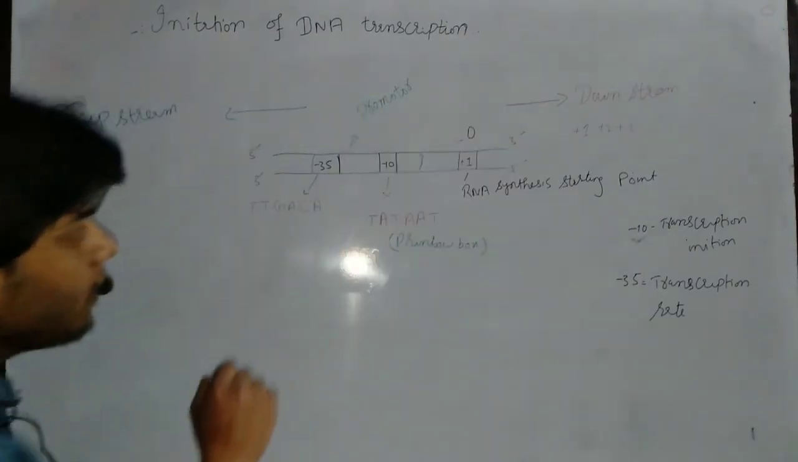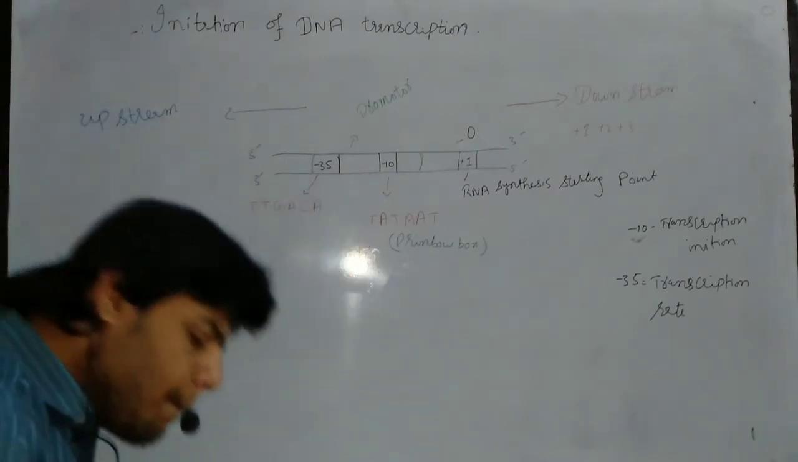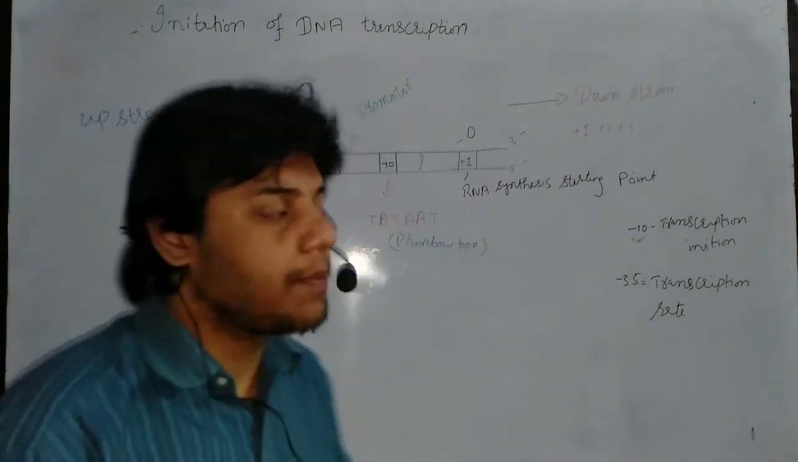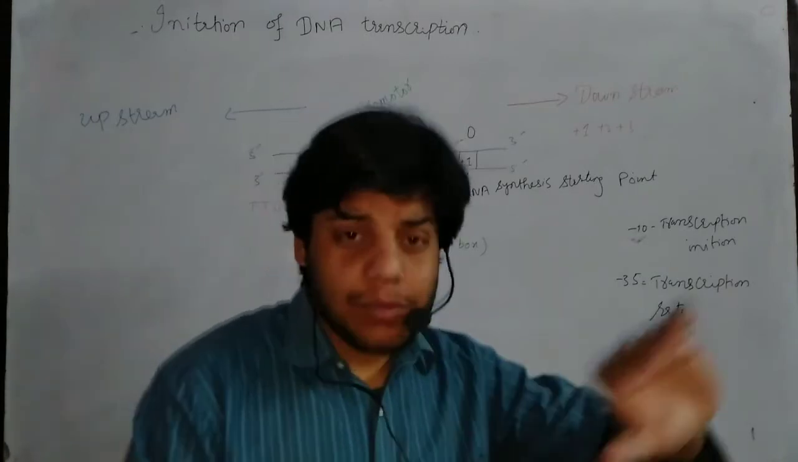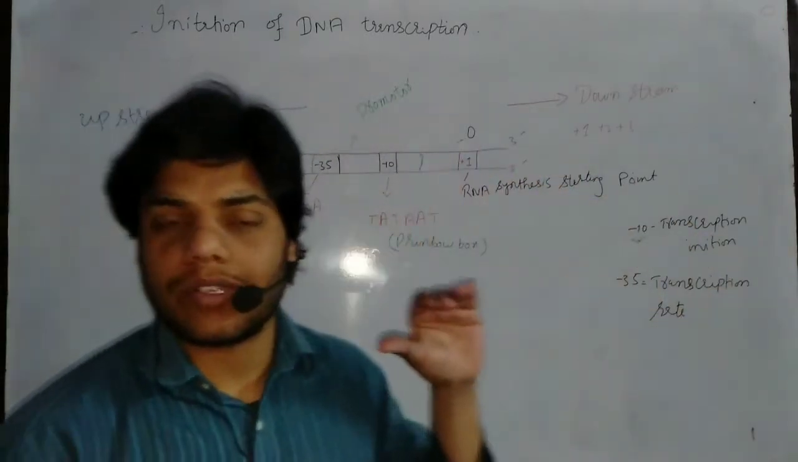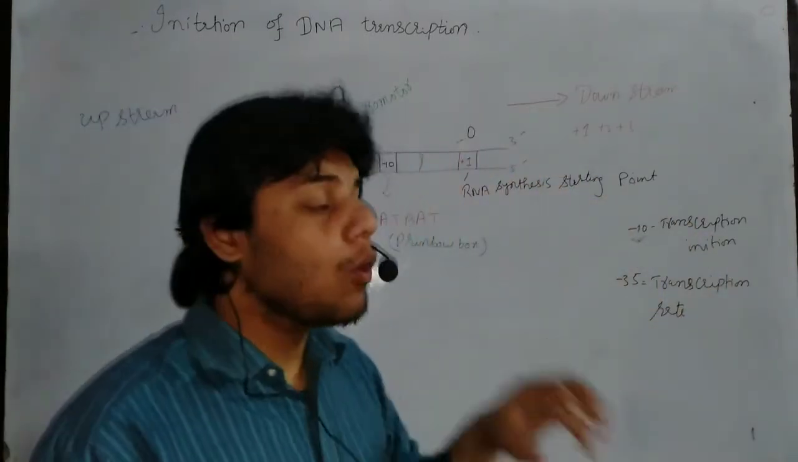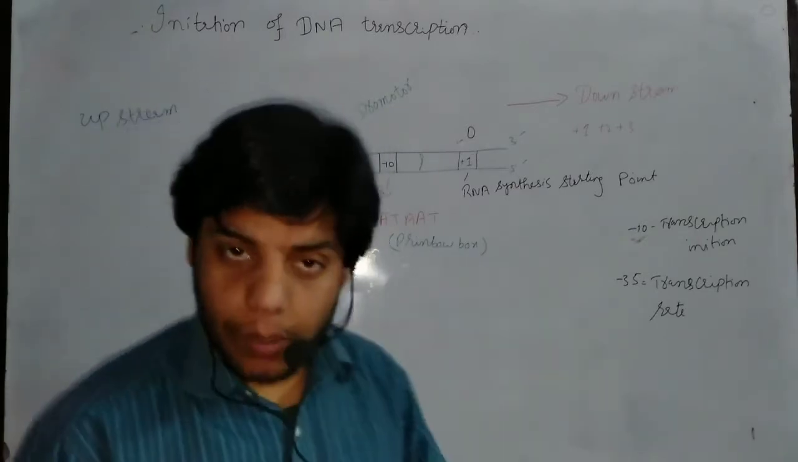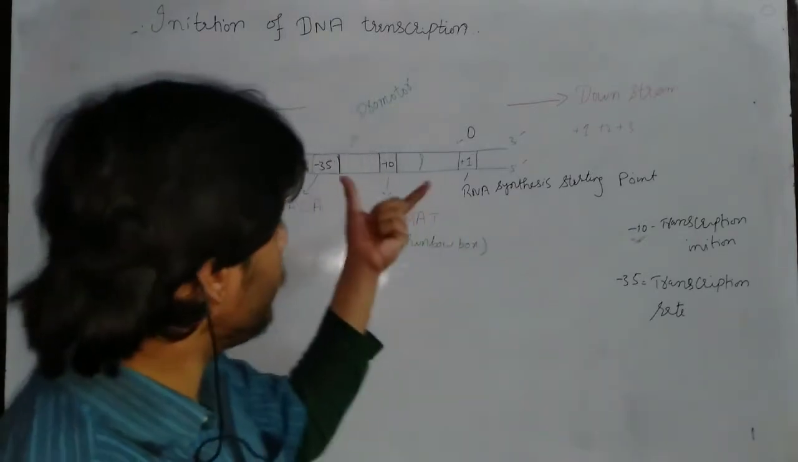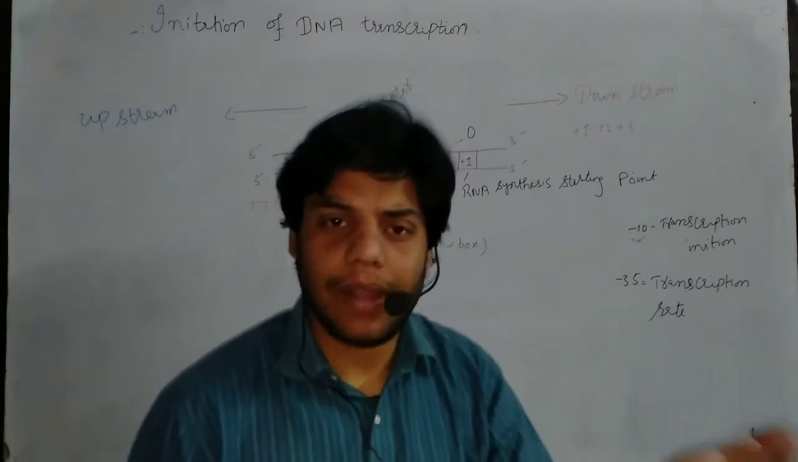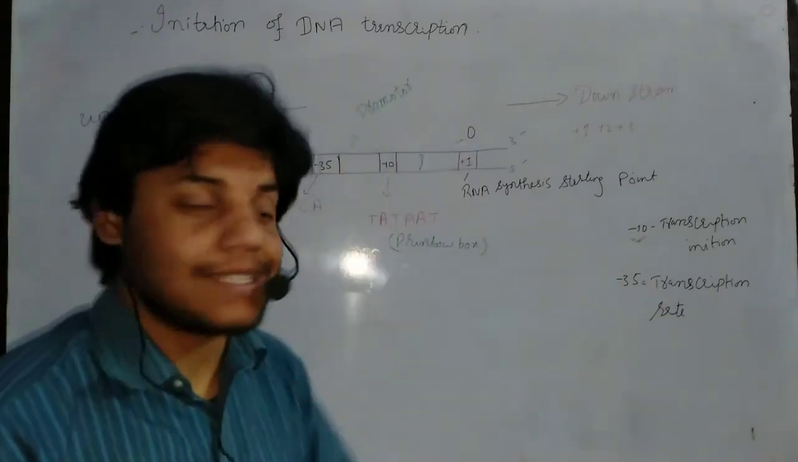Okay, one thing more. There are many different promoters which are present in the E. coli cell. As we are talking about DNA transcription in the E. coli cell, remember, we have different promoters at different positions in the E. coli cell. So it will be our example. So I write the promoter here as an example.